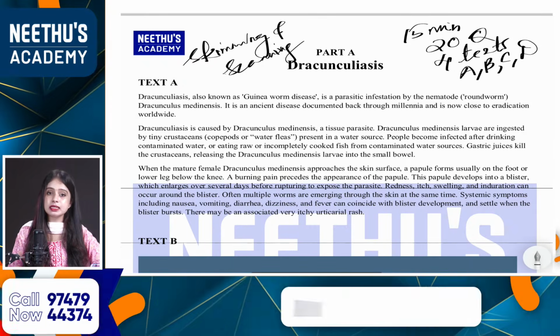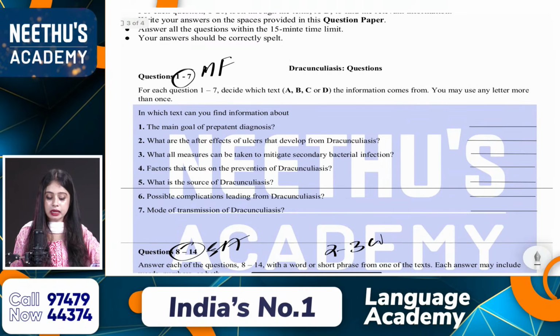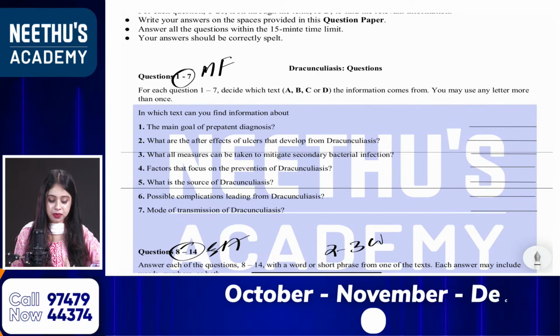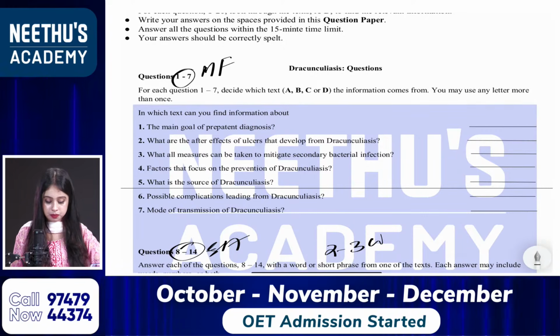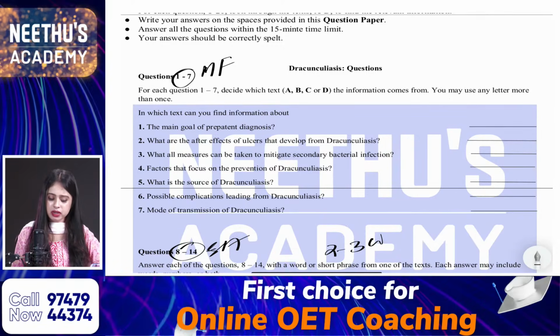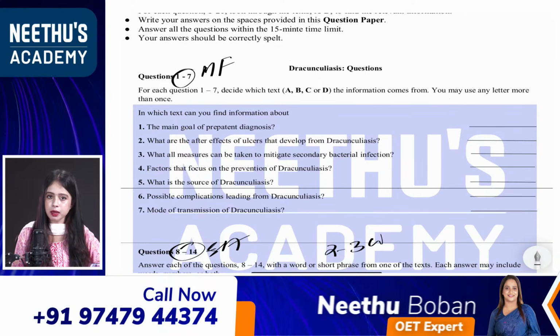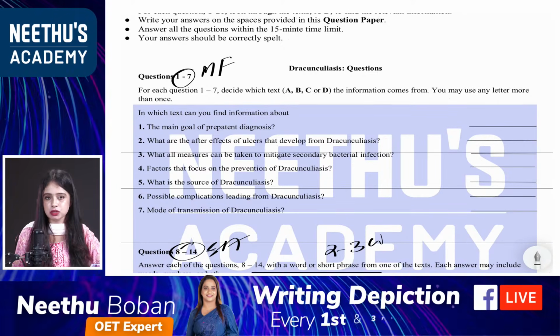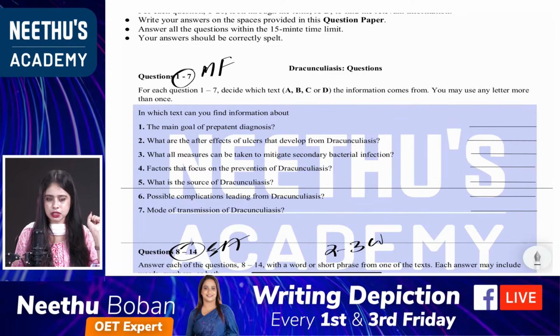Okay, so now let's discuss the question answers. So dracunculiasis, first question: the main goal of pre-patent diagnosis. Okay, pre-patent diagnosis. So it's a very short question, and you can expect these kinds of very short questions in Part A, especially in the 1 to 7 set of questions. It will not be a lengthier question. It will be very small questions.